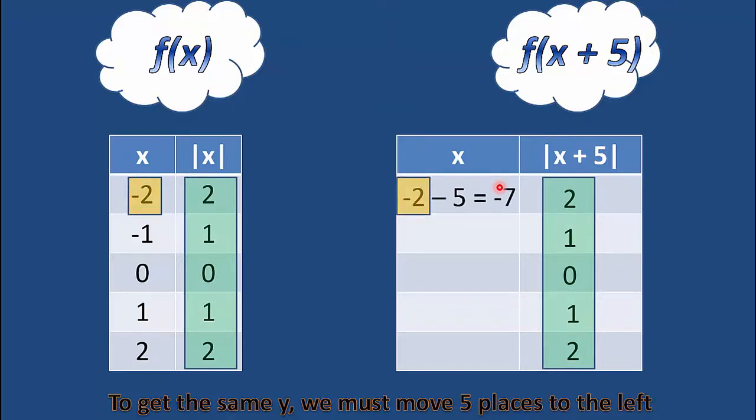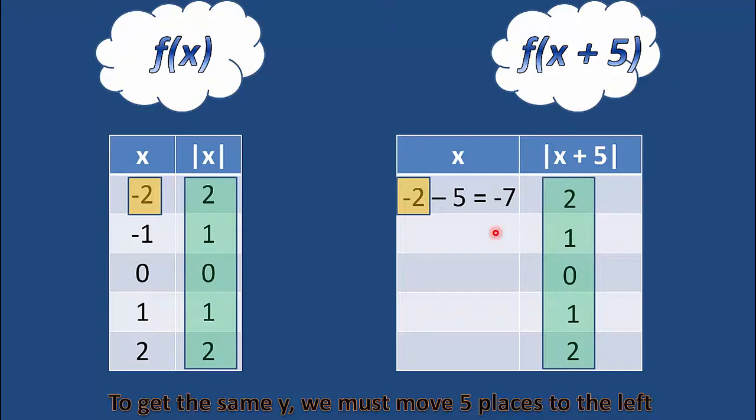So here's what's going to happen. We've got this negative 2. We're going to subtract 5. In other words, I'm having to move 5 to the left to get the same y value. So notice, negative 2 minus 5, that's negative 7. And now, if I put in a negative 7 in here, I get negative 7 plus 5, and I get a 2. See? If I put in the negative 7.